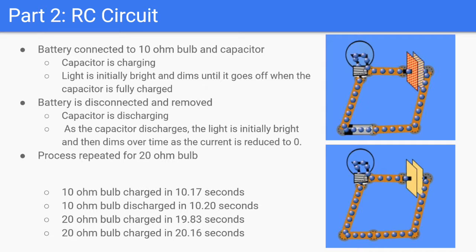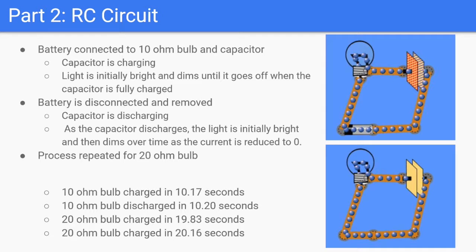I then disconnected and removed the battery, which discharged the capacitor. As the capacitor discharges, the light is initially bright and then dims over time as the current is reduced to 0. The current is flowing in the opposite direction because of the charge orientation in the capacitor. I also repeated this process for a 20-ohm bulb. The current slows down and eventually stops, which is shown by the movement of charges in the capacitor.